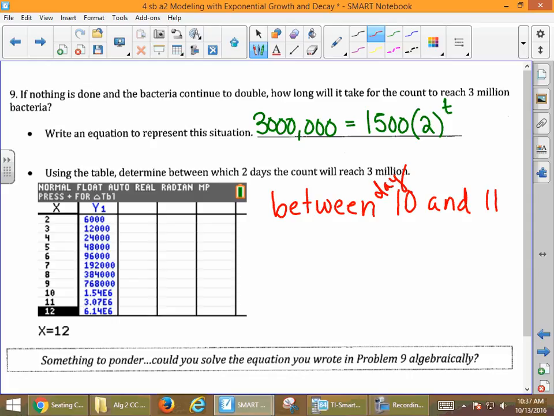And the thing to ponder here, something to think about, is can we solve the equation we wrote in problem 9 algebraically? Well, we don't know how to do it yet, but hopefully soon we're going to learn how to do that.